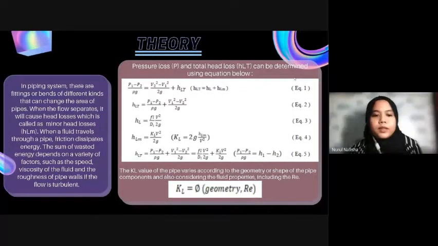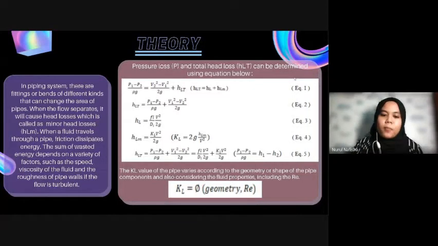Alright, so I am Nafisha and I'm going to proceed with the theory of this experiment. The flow in a piping system at different flow rates is required to pass through a variety of fittings or bends that can change the area of the pipe. So when the flow separates, it will cause head losses, which are called minor head losses.